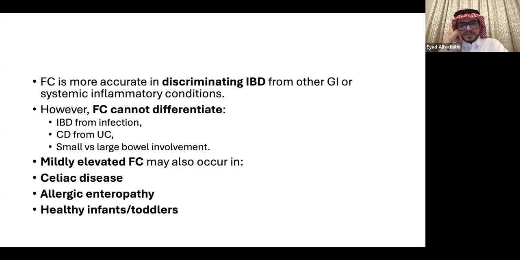So calprotectin is more accurate in discriminating IBD from other GI or systemic inflammatory conditions. However, it cannot differentiate IBD from infection or from non-steroidal use. It cannot differentiate Crohn from UC. It cannot differentiate small from large bowel involvement. So if you ask what is the best single test before proceeding to imaging or endoscopy, that will give you an answer, I would choose fecal calprotectin for sure.